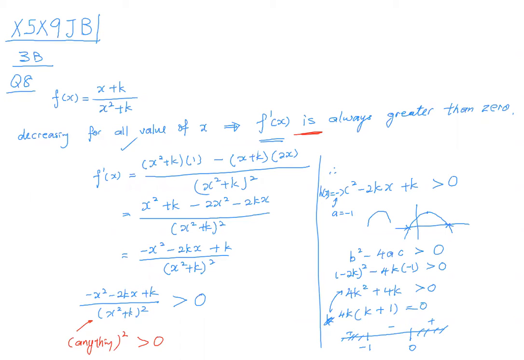So k must be less than -1, or k is greater than 0. This will be the answer for the question. Is that the right answer? I think the textbook answer is the other way around. They put it in between. Many years students ask me about this.